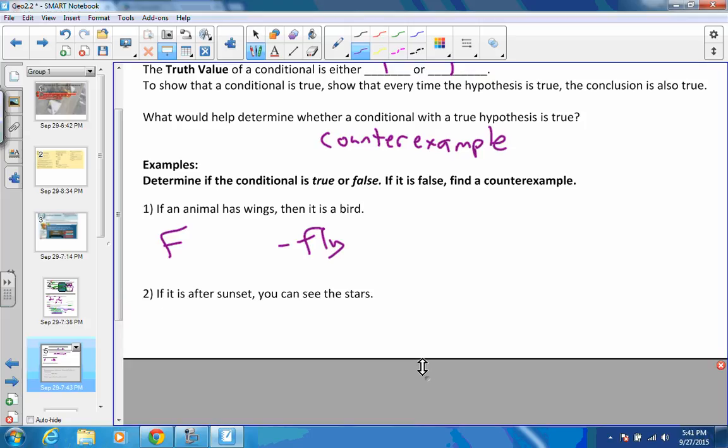Number 2, if it is after sunset, you can see the stars. Well, I think that's definitely false. What happens if it is cloudy? There's my counterexample. Okay, so not always true.